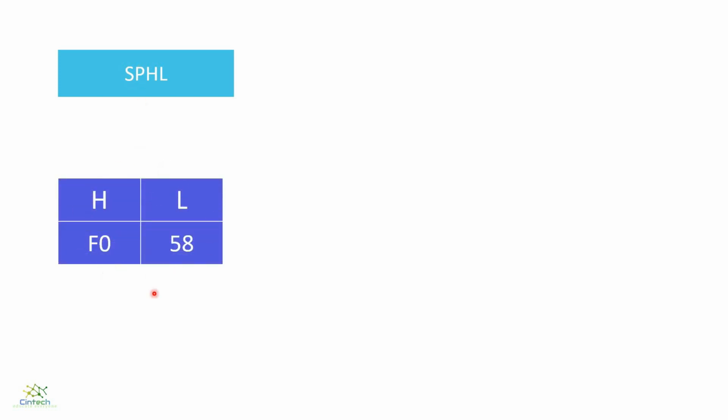Next instruction is SPHL. So this is quite obvious that it is simply like the previous instruction PCHL. The content of HL register pair is going to be copied in SP, that is the stack pointer. So here you have the HL pair and here you have SP. The content of HL is going to be copied and pasted in stack pointer.